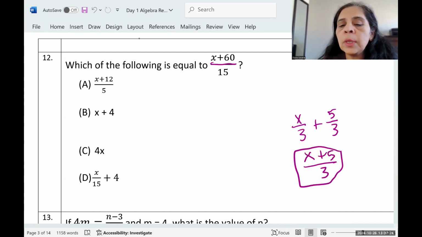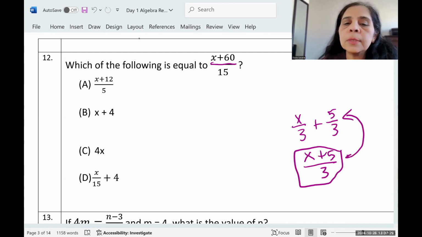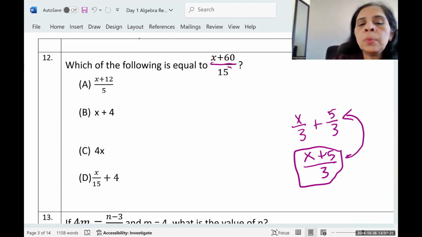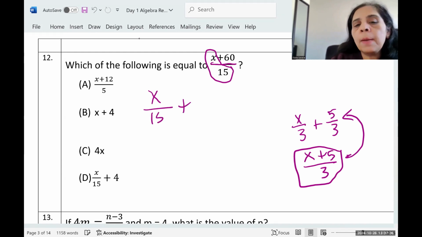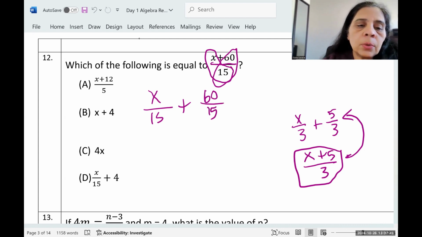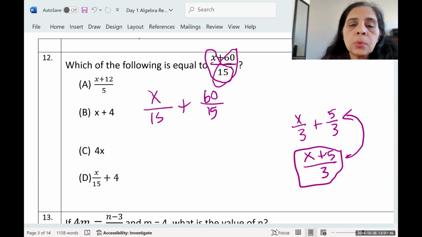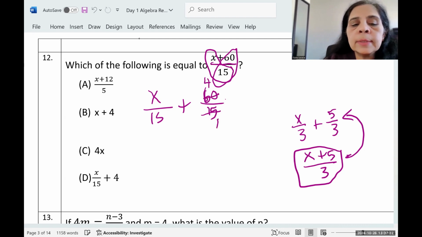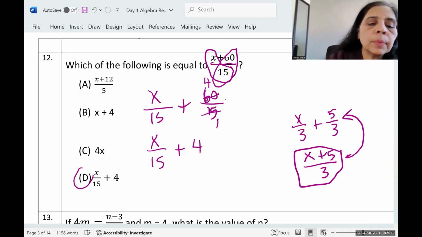So what is given is this piece. We are writing two fractions from this piece here. So let's see what two fractions you can write here. We can say x over 15 plus 60 over 15. Do we have anything like that? No, not any other options. So we can see we can simplify this 60 and 15. 15 times 4 is 60, so our answer is x over 15 plus 4.